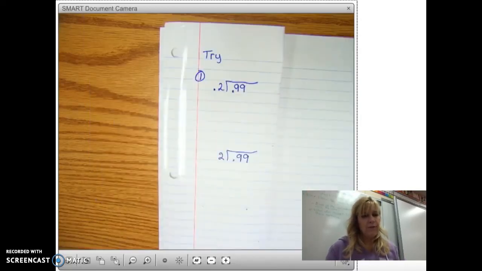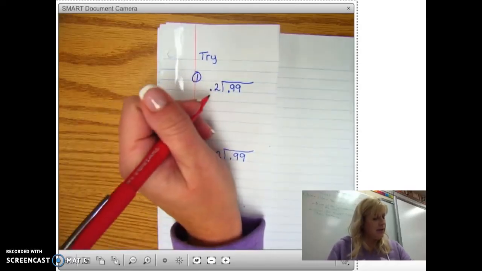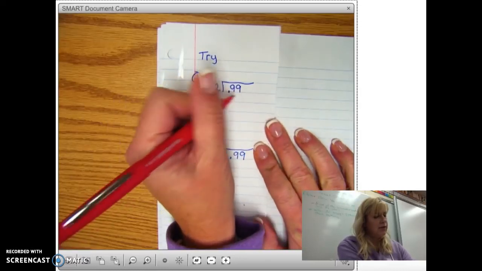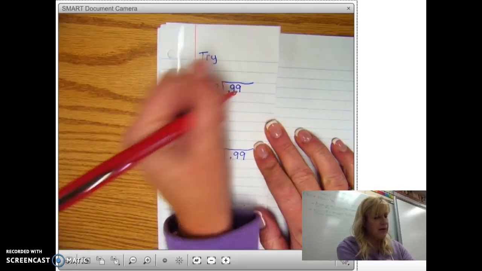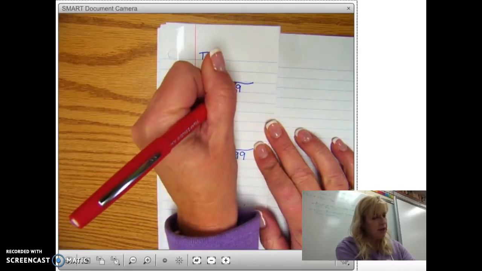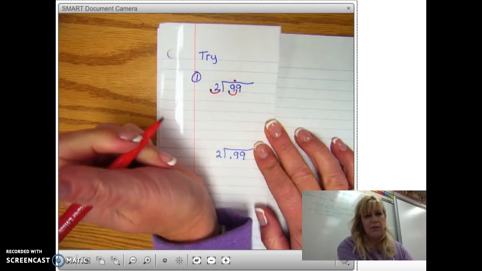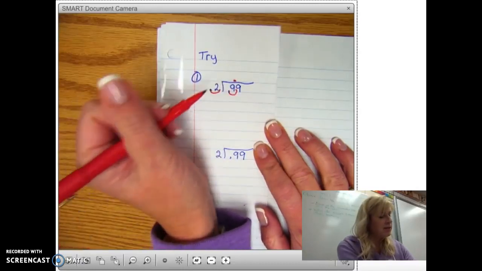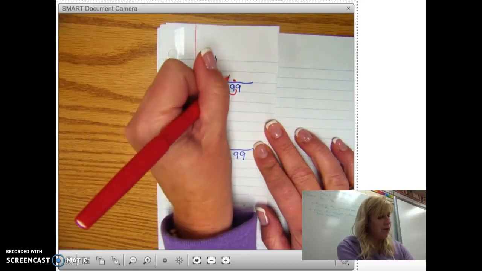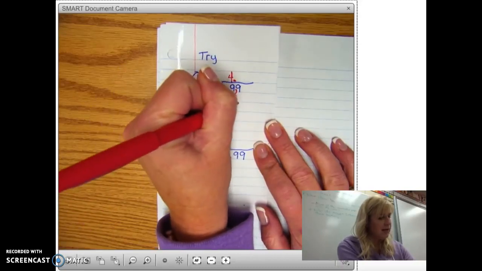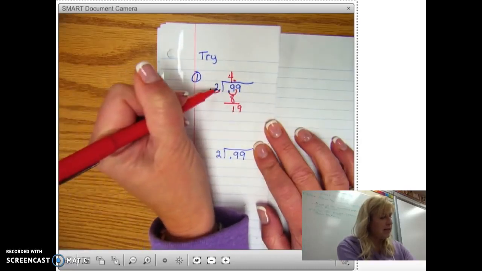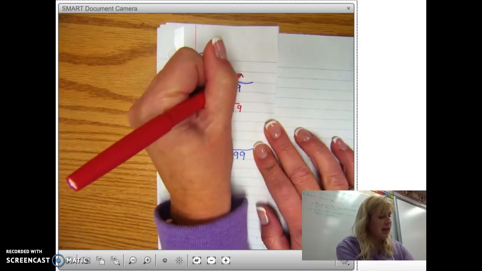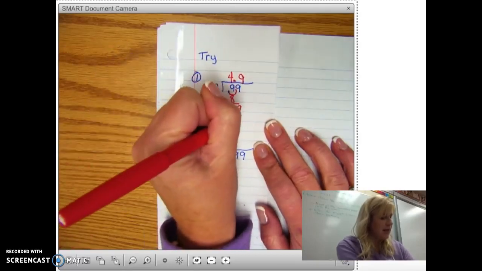All right, so the first question that I want you to try is 2/10 into 99/100. Remember, we multiply this by 10, we multiply this by 10, and that decimal floats to the top. It's already placed and ready to go for our answer. 2 goes into this first 9 4 times. 4 times 2 is 8. Let's do the subtracting. We end up with 19. 2 goes into 19 9 times, and that gives us 18.